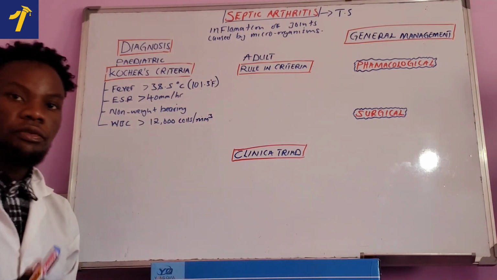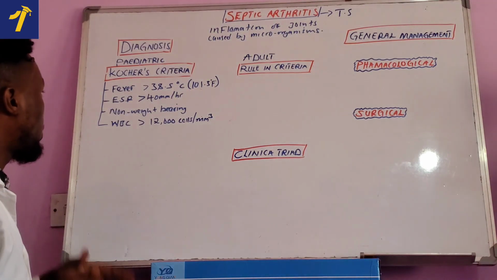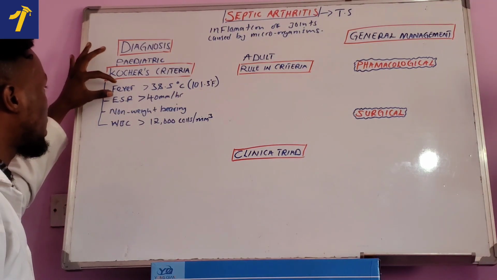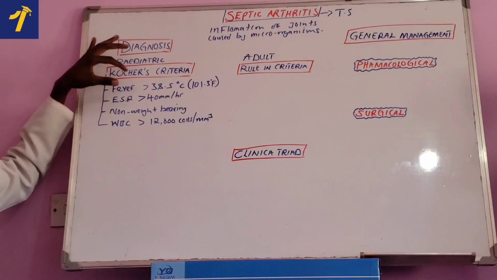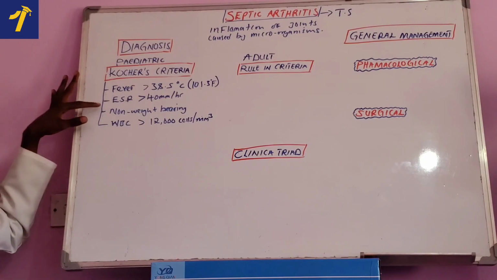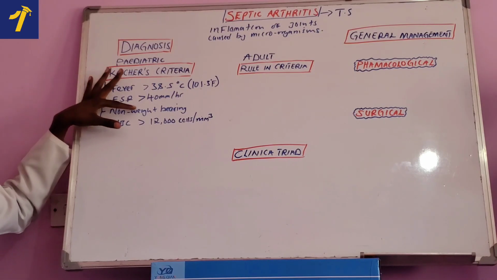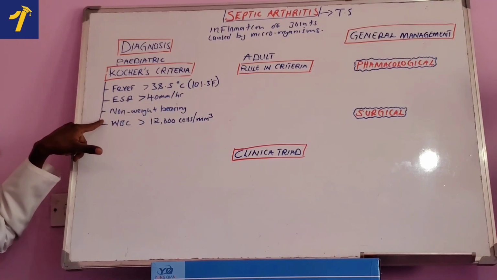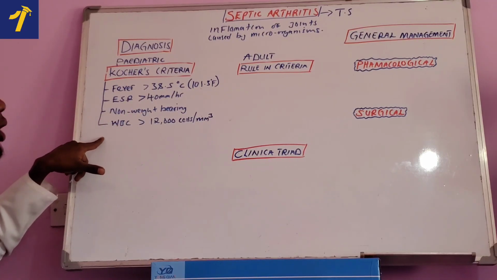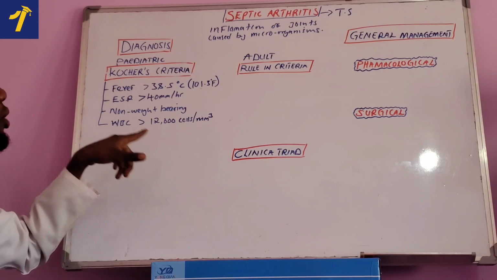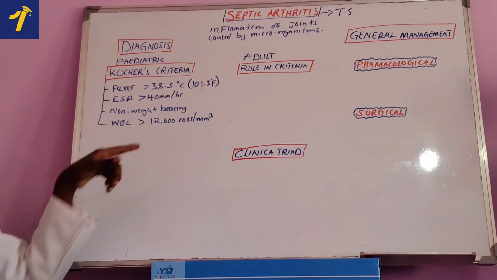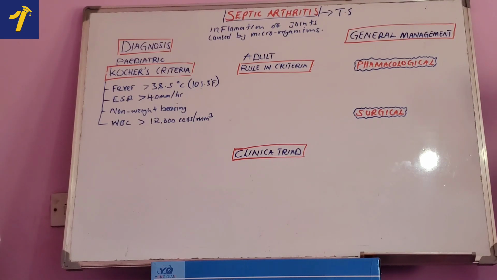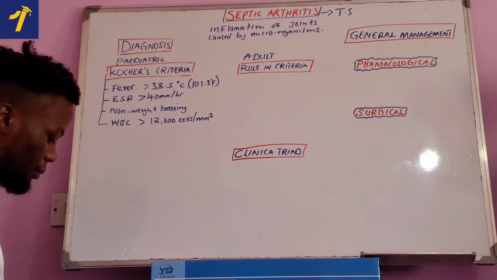Again, just to revise whatever we're talking about, the first important factor is fever. Fever has to be greater than 38.5 degrees Celsius. ESR, erythrocyte sedimentation rate, which is greater than 40 millimeter per hour. The non-weight bearing, as well as white blood cell count, which is greater than 12,000 cells per cubic millimeter, okay? We need to understand that.